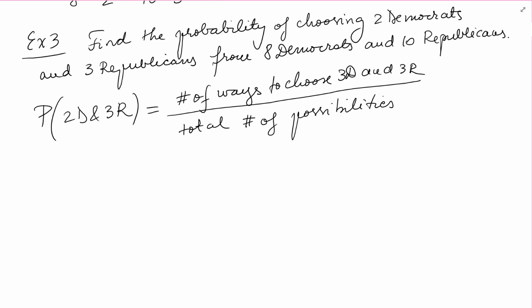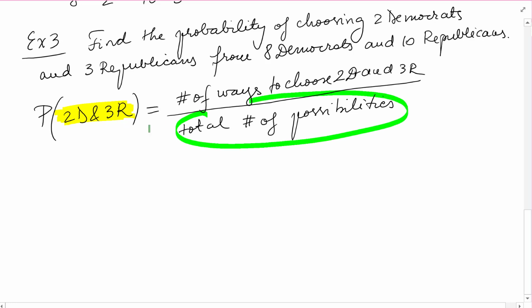Example 3. Using example 2, we want to find the probability of choosing 2 Democrats and 3 Republicans from 8 Democrats and 10 Republicans. The probability is given by the number of ways to choose 2 Democrats and 3 Republicans over the total number of possibilities. Let's do the denominator first, the total number of possibilities.